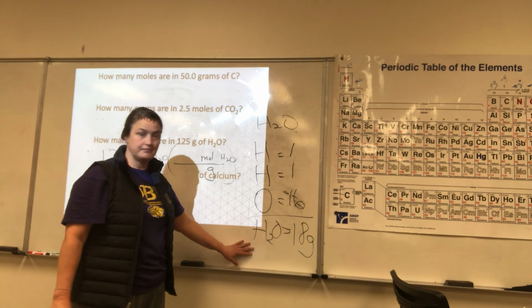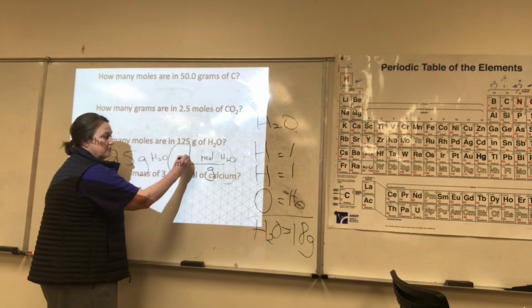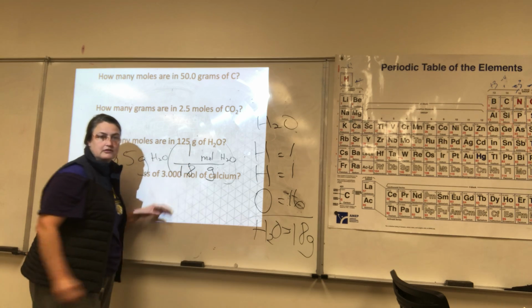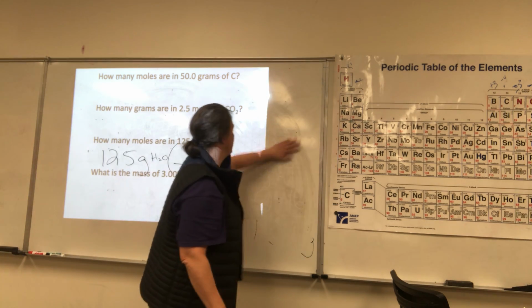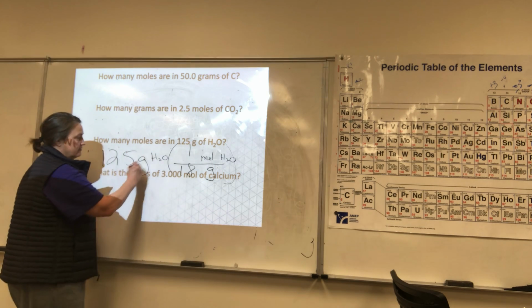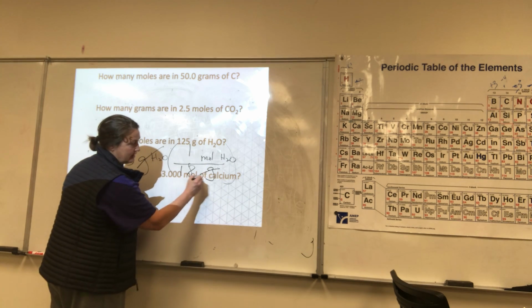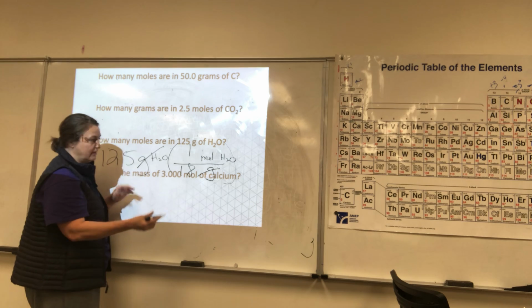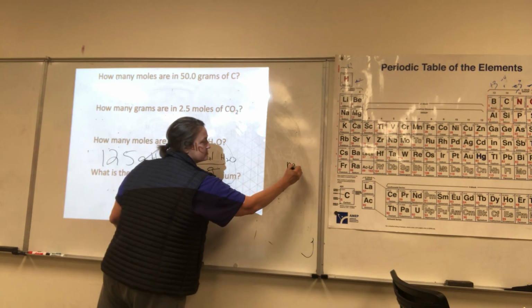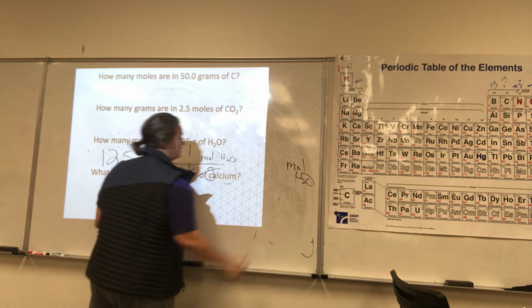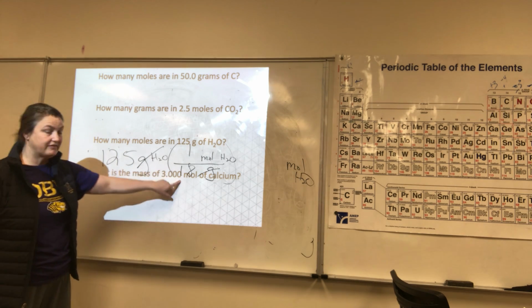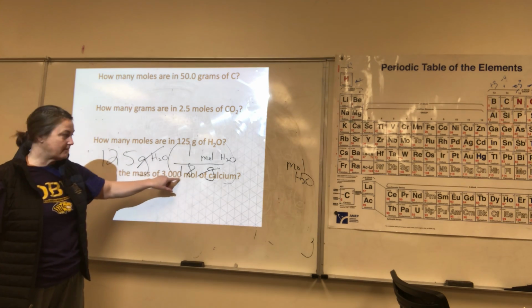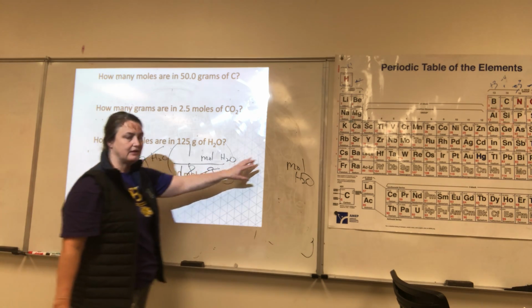So that's our ratio. 1 mole of H2O equals 18 grams. From here, we will solve. Grams of water cancel out. Grams cancel out. And I'm left with moles of water. I would take 125 divided by, because this is on bottom, divided by 18, and I would get that answer here.